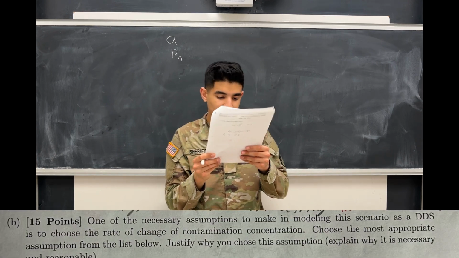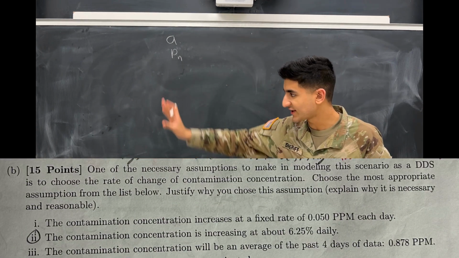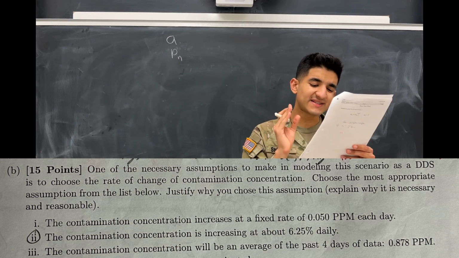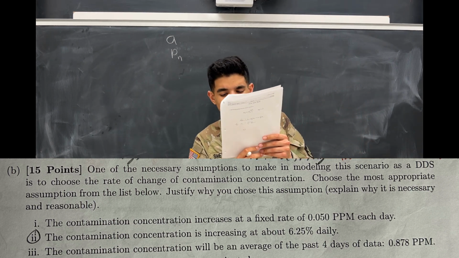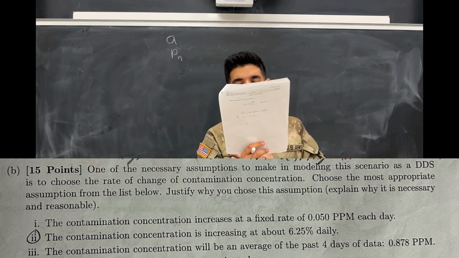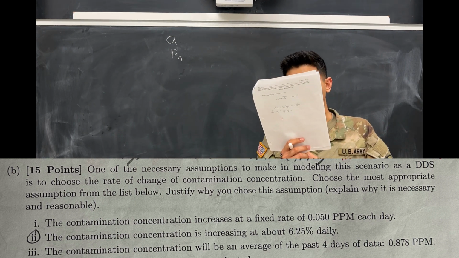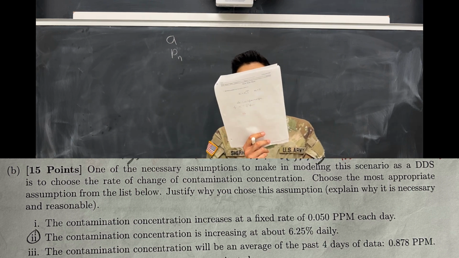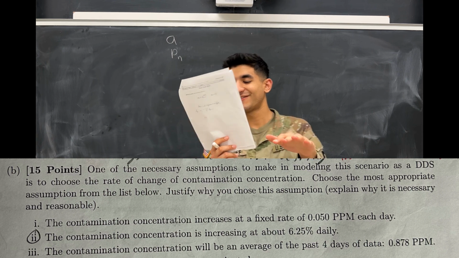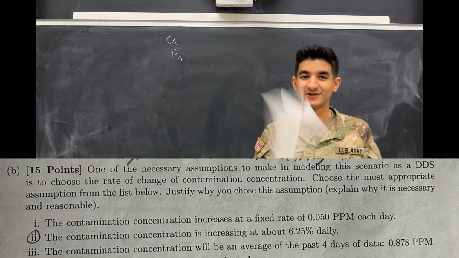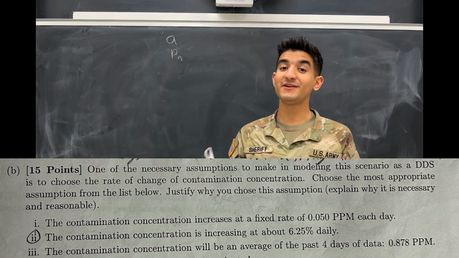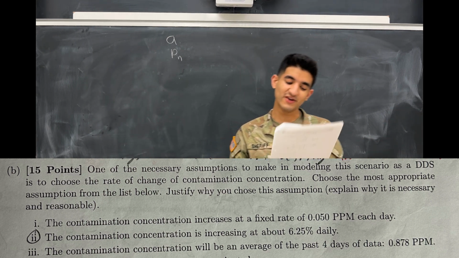Now part B is going to give you a multiple choice selection. I'm going to put the options up here, and it says, one of the necessary assumptions to make in modeling the scenario as a DDS is to choose the rate of change of contamination concentration. Choose the most appropriate assumption from the list below and justify why you chose this assumption. There are too many words in this question. But I assure you, on the WPRT, please read it so you don't miss over critical information.